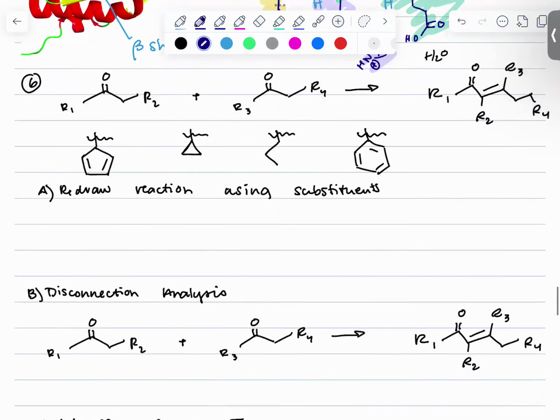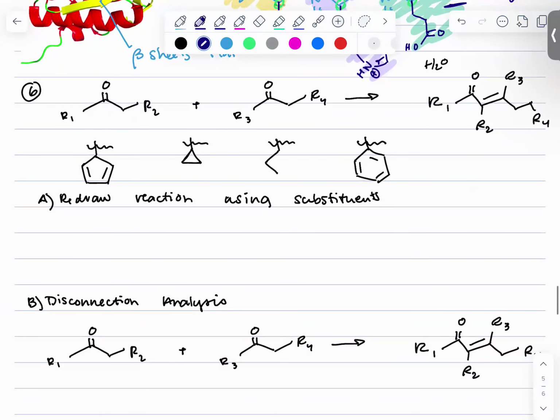How did you know it was an aldol condensation? So true. H2O, carbon-carbon bond. And the two esters. Okay.